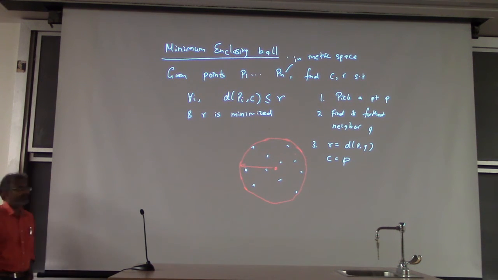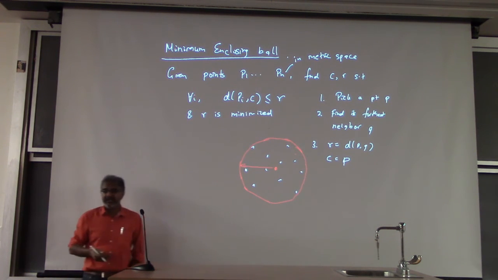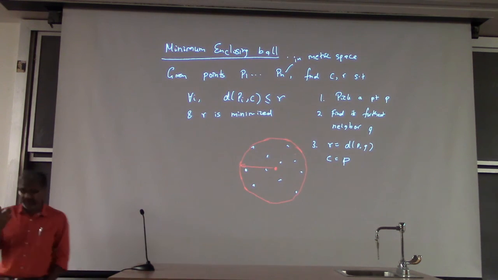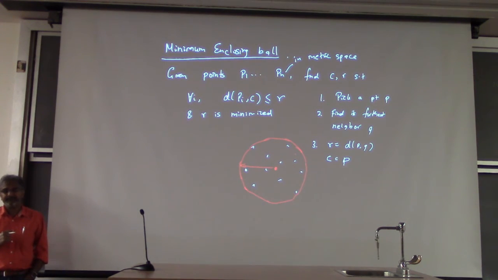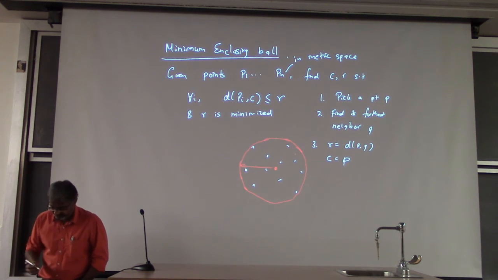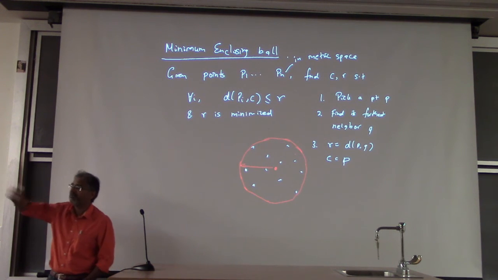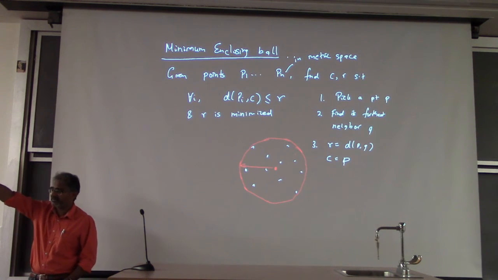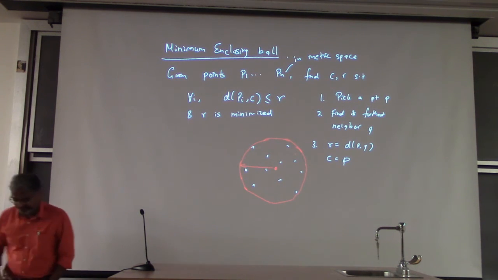So I claim that this answer, the center P and the radius R, is a 2-approximation. In other words, the radius I get is within a factor 2 of the optimal radius. What I mean by furthest neighbor is measure the distance to any other point and take the point that's furthest away from it. So it's any other point in the set.